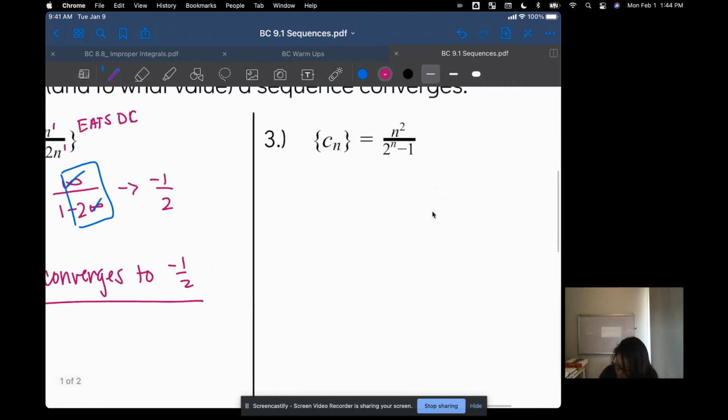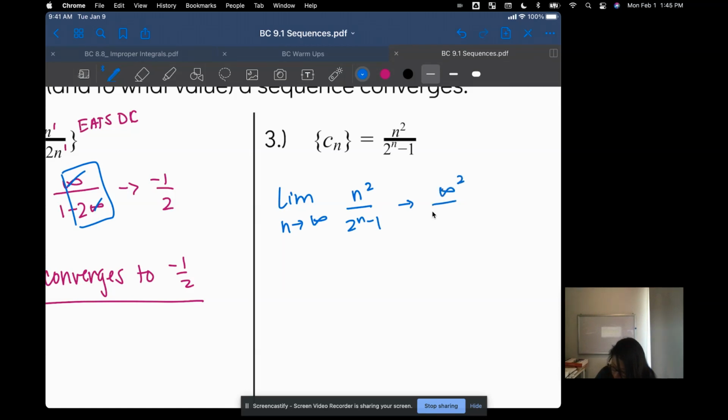All right, so we have the limit as n approaches infinity of n squared over 2 to the n minus 1. So we're going to see if this sequence converges. What happens is that I get infinity squared over 2 to the infinity minus 1. Okay, so the last problem, we could have done this as well. We basically get infinity over infinity, which means that we can apply L'Hopital.